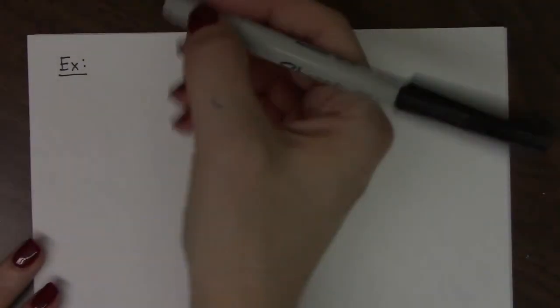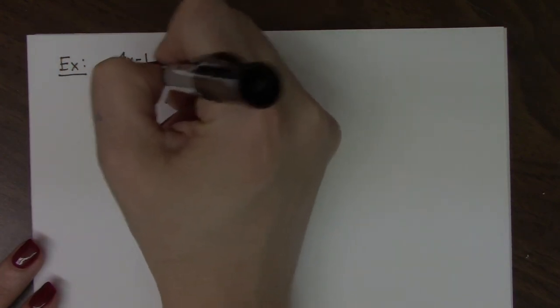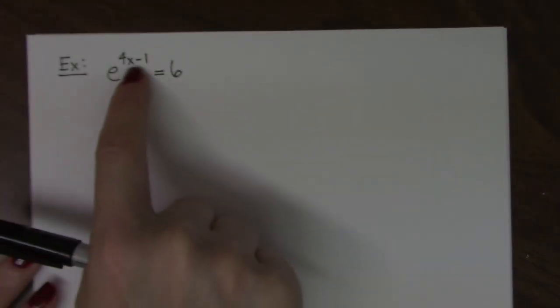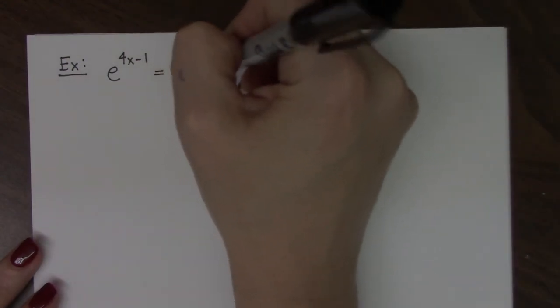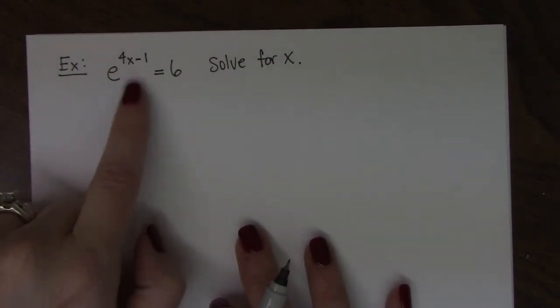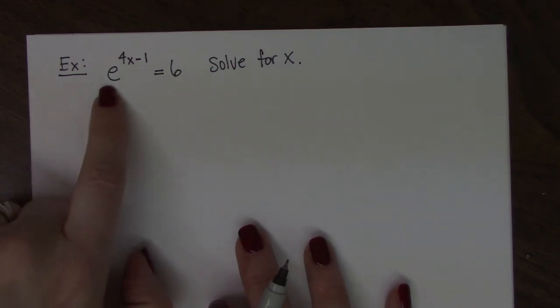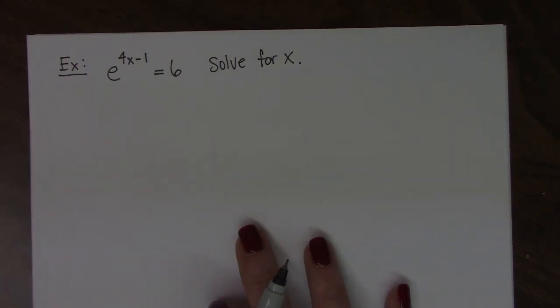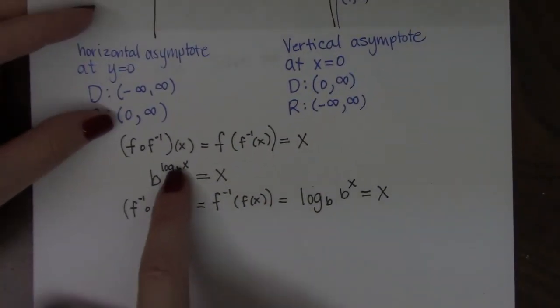So let's solve the following equation. This entire expression is in the exponent, and I want to figure out what x is. So we want to solve for x. The only way that I can get this x out of this exponent is if I plug this exponential function into its inverse, which would be a log. It will just give me what was in the exponent.